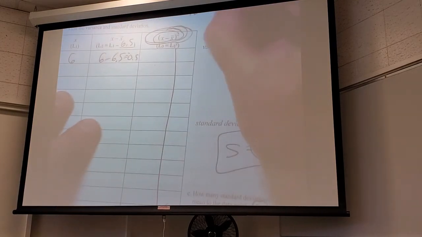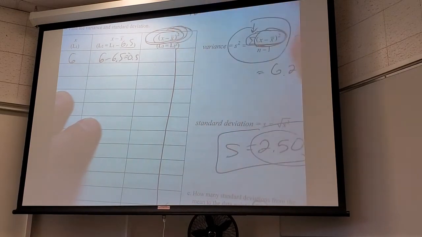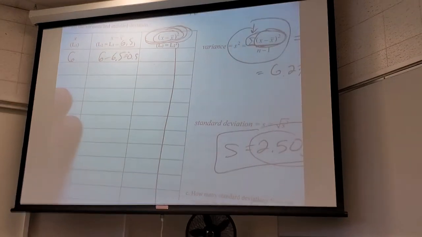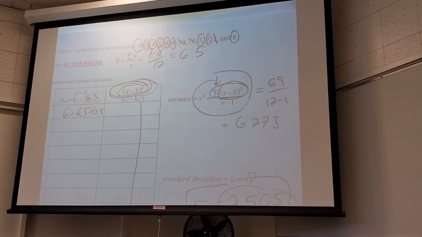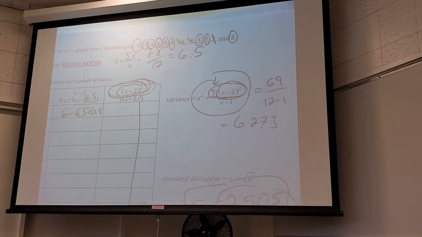So I caught the 4, I caught the 9, I caught the 6, I caught the 4, I caught the 7, I caught the 6, I caught the 5, I caught the 7, I caught the 8. So I didn't catch the 10, the 10, or the 2. So I caught 9 out of 12 of the data points, yes? And what percentage is that?